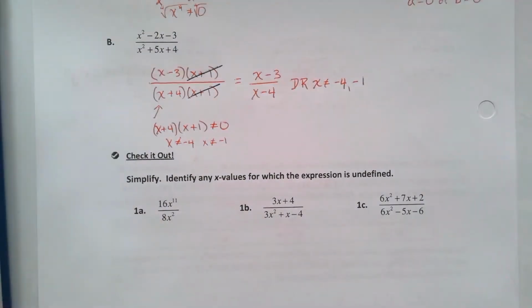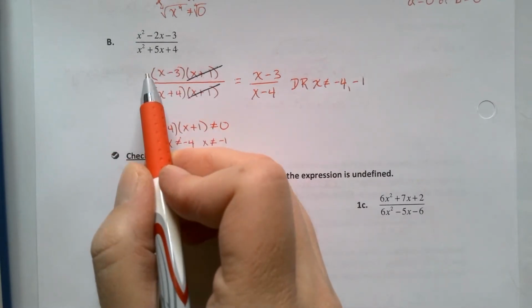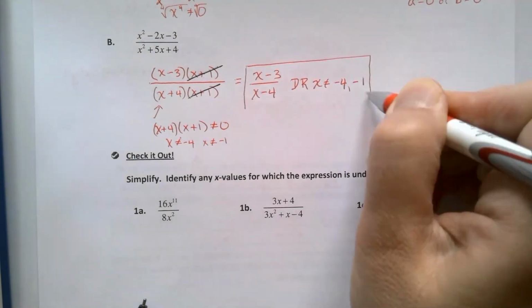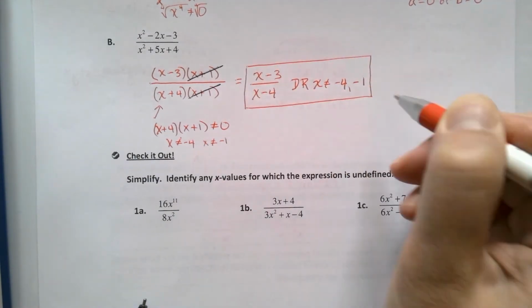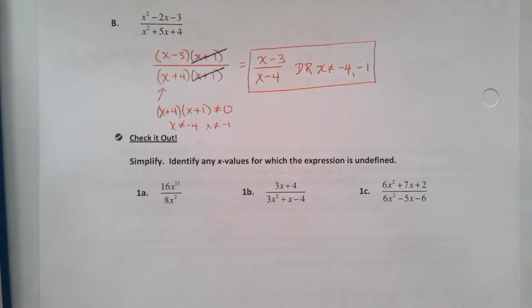So negative 4 and negative 1 are the two x values that will make this problem undefined. That's why your denominator cannot equal 0. We can't divide by 0. That is undefined. All right, so those are the tools you need for multiplication. So we're going to do a couple more examples to practice.